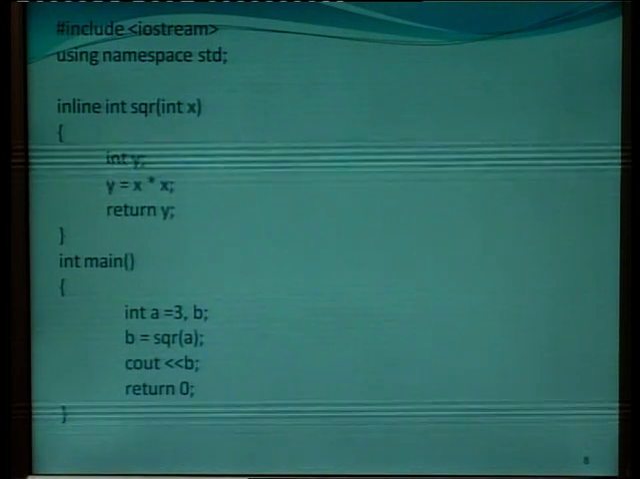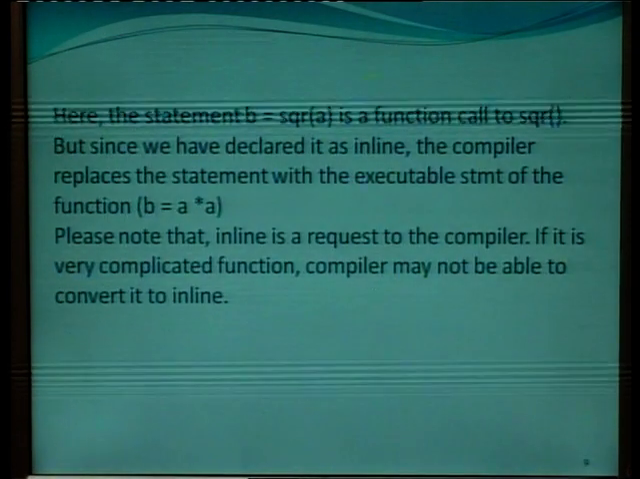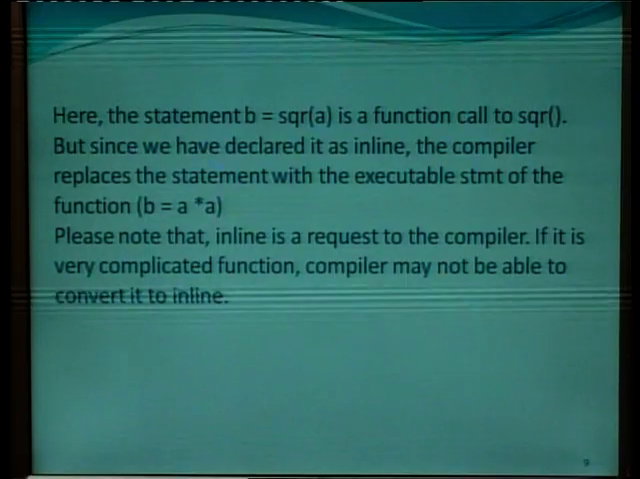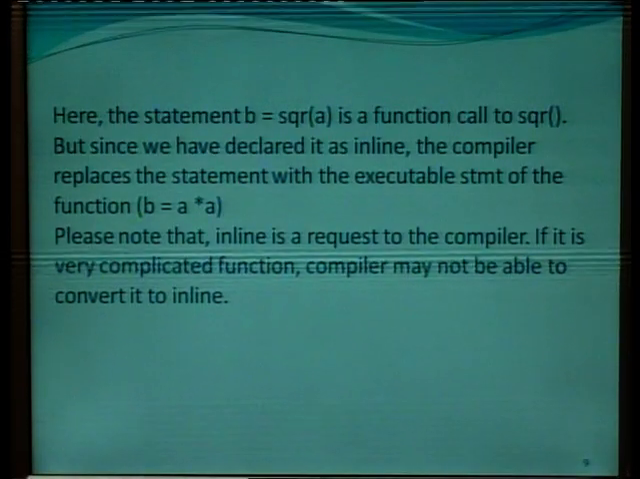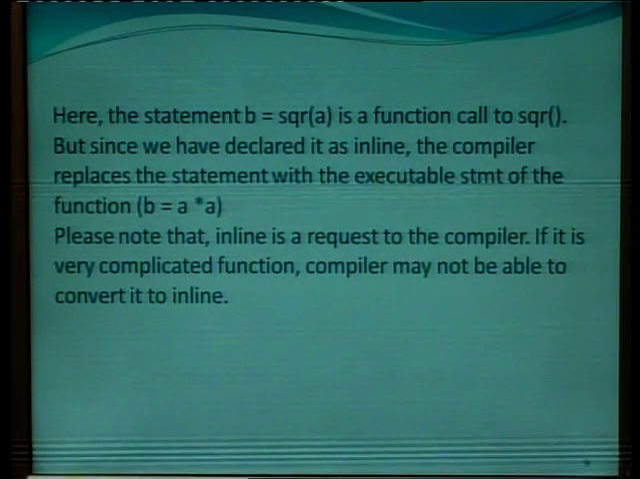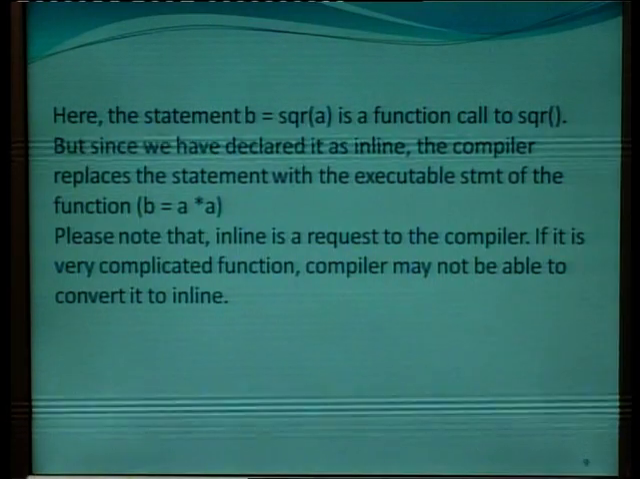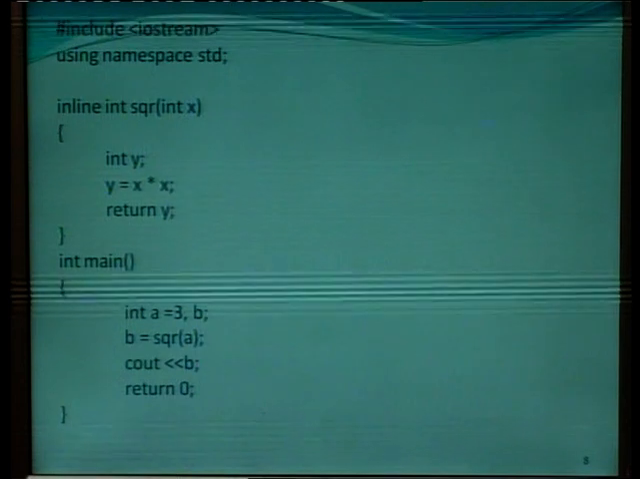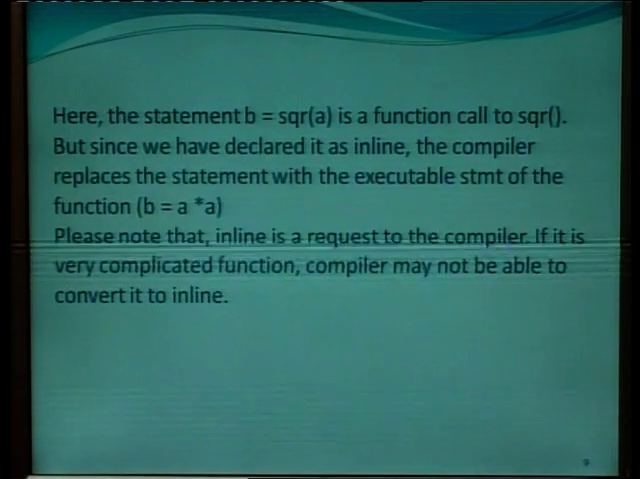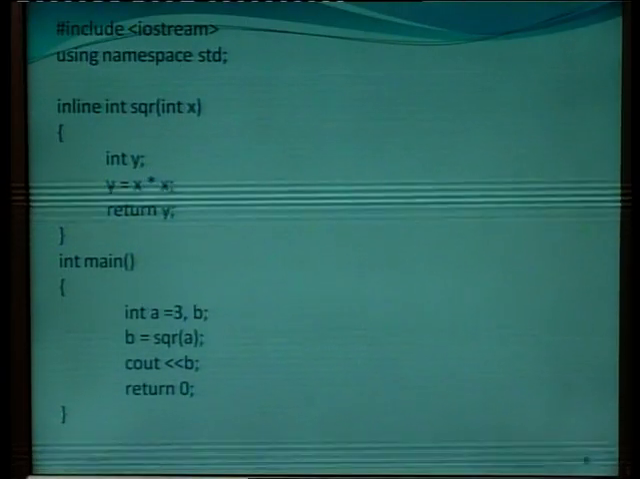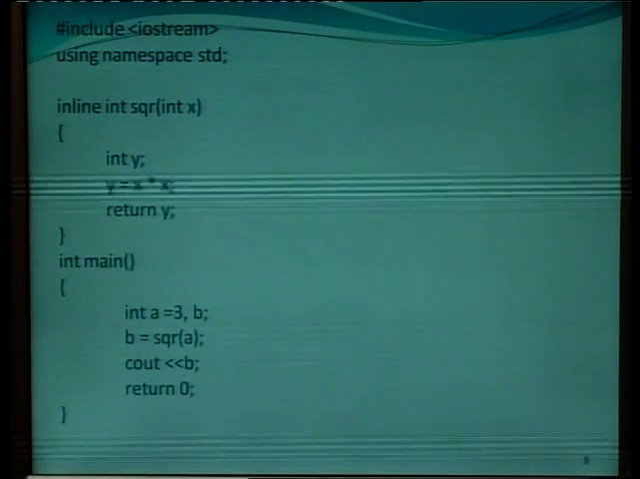So, you have to be clear here: the statement b equal to square of a is a function call to square, but since we have declared it as inline, the compiler replaces the statement with the executable statement of the function, b equal to a multiplied by a. So, in the main function, integer a equal to 3, b; b equal to square of a.